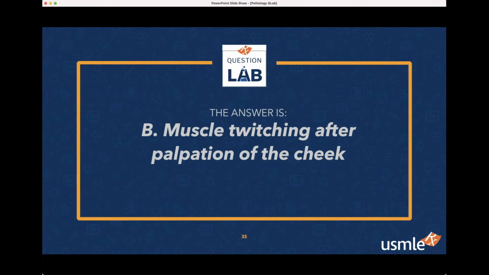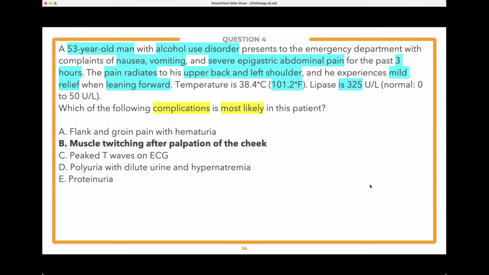Paris. Oh, sorry, I was muted there. Let's take a look. Thank you, Jeff. Let's take a look at what's going on here. Okay. So if we take a look at this vignette, we see that this patient might have classic signs and symptoms of pancreatitis. Pain radiating to the back, epigastric abdominal pain, history of alcohol use, and most importantly, elevated lipase.